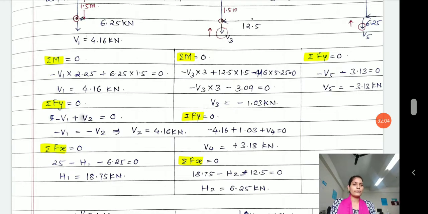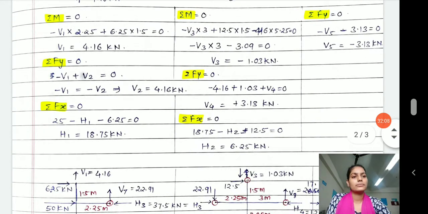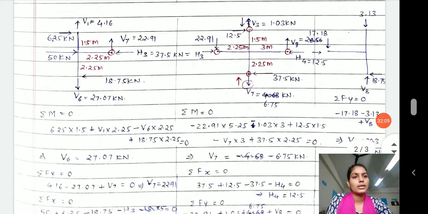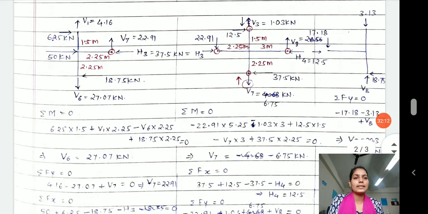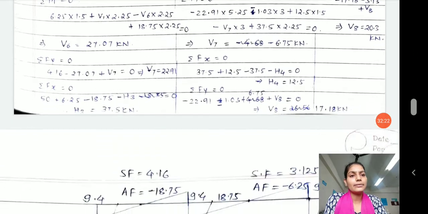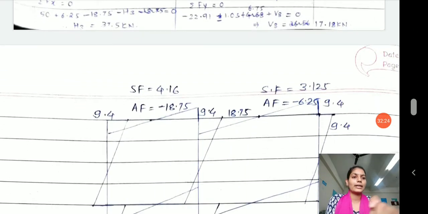Now we will solve for the second story. This is my second story, which we solve step by step, as I showed in the earlier problem. In the same way we will solve at this stage, and then we will go for the bending moment diagram and shear force diagram of my frame.